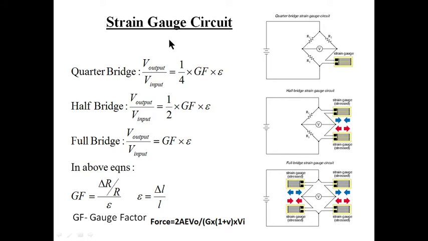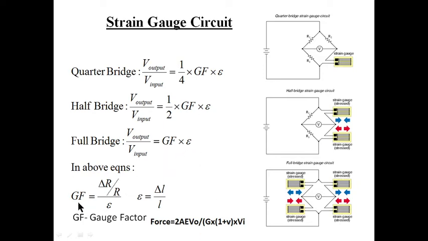Okay, so there are some strain gauge circuits. When one strain gauge is applied to the Wheatstone bridge, we call it a quarter bridge, where V output upon V input is equal to 1/4 of the gauge factor into strain, with small e for strain. For the half bridge, it is equal to half into gauge factor into strain. For the full bridge, when all 4 are connected, this is the full Wheatstone bridge circuit, and V output upon V input is equal to gauge factor into strain.